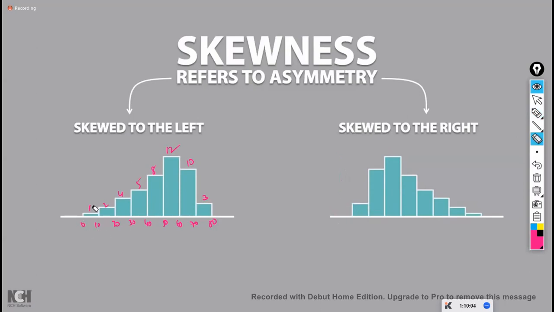From 0 to 10, only 1 value is there. From 10 to 20, 2 values are there. From 30 to 40, 4 values are there. So if you have fewer values on the left side, it is called left skewed. If you have fewer values on the right side, it is called right skewed. Is that clear? Left skewed and right skewed.